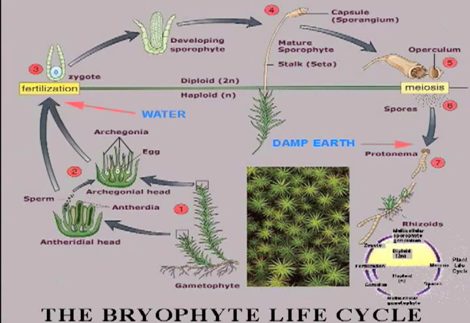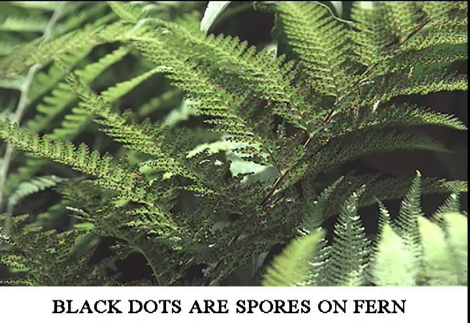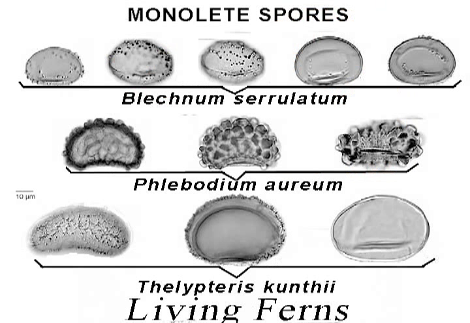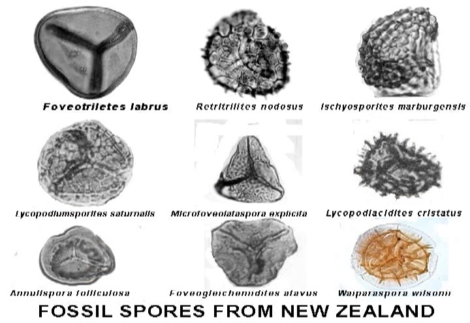The two main groups are the thallophytes, fungi and algae, and the bryophytes, mosses, liverworts, and hornworts. Lichens, a commensal pairing of a fungus and an alga, are included. Ferns, too, reproduce by spores, but they do have fibrous vascular tissue that forms tubes, xylem, to carry water from the roots, and less woody phloem, to feed starch from the leaves to the rest of the plant. These photos of monolete and trilete spores and fossils from New Zealand give some idea of the wide range of shape and ornamentation found in spores.